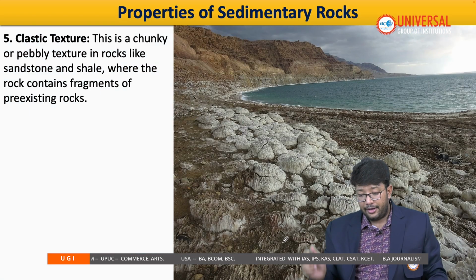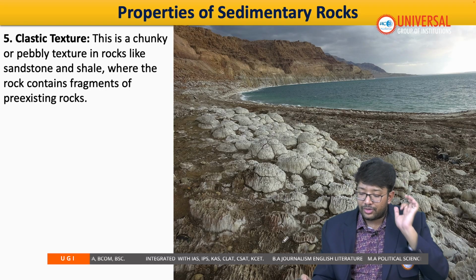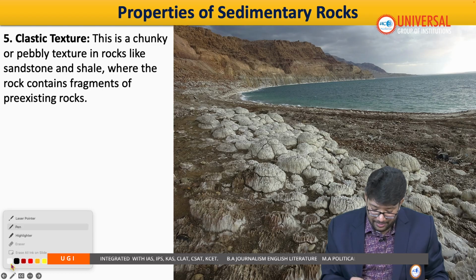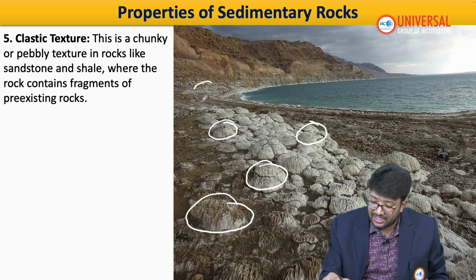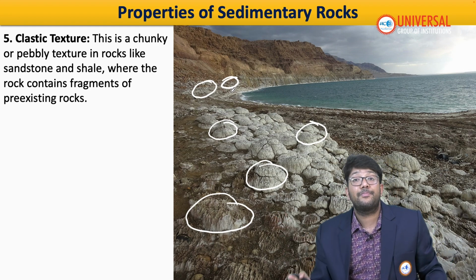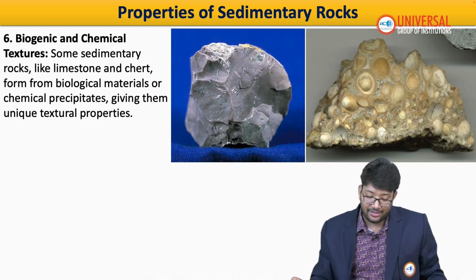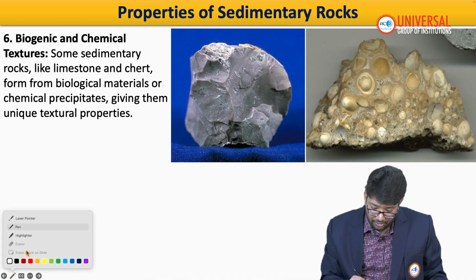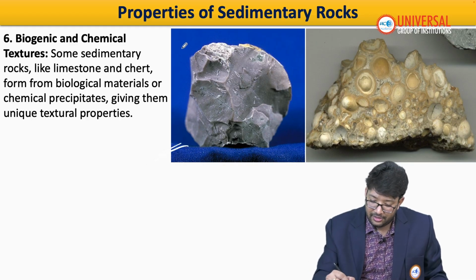Okay, fifth is clastic texture. What is clastic, students? Clastic means, as you can see in the diagram itself, these are clasts. When these clasts come together and form a new rock, that is a property of sedimentary rocks only. Sixth is biogenic and chemical textures, that some sedimentary rocks like limestone, and this is the chert, and this is limestone.